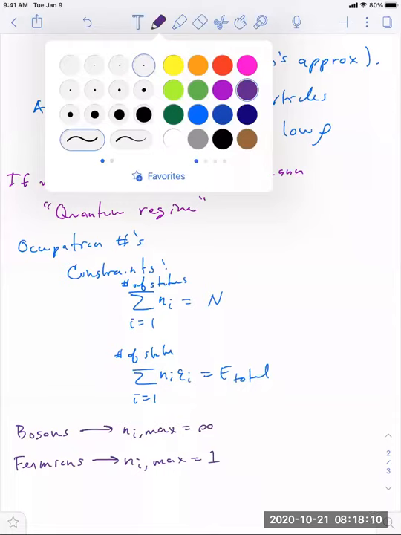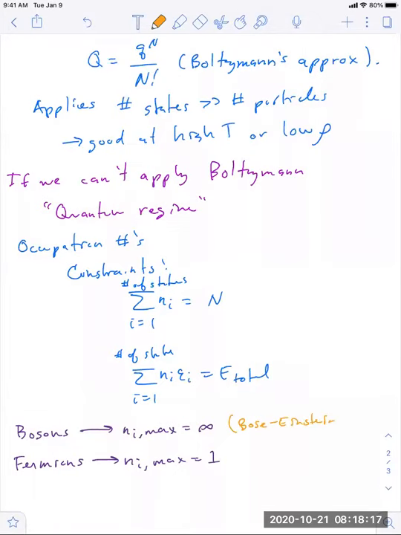So fittingly, we call the distribution statistics for bosons Bose-Einstein statistics, or BE. And then for fermions, Fermi-Dirac statistics, or FD.